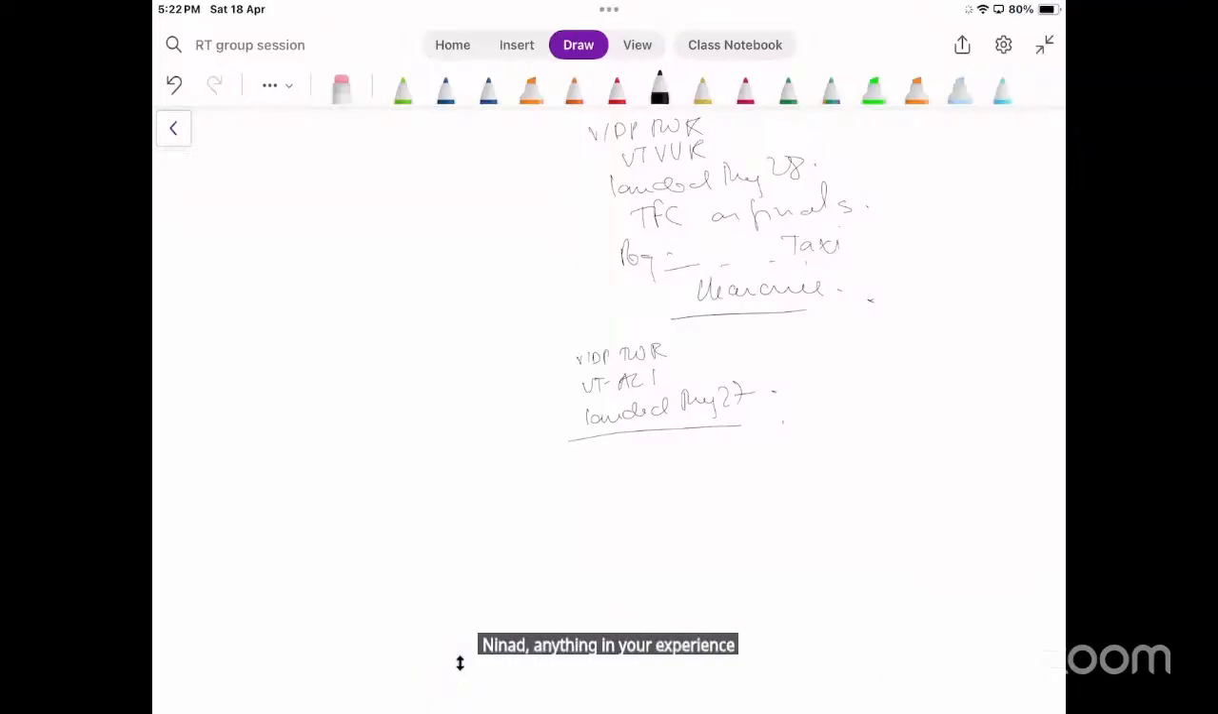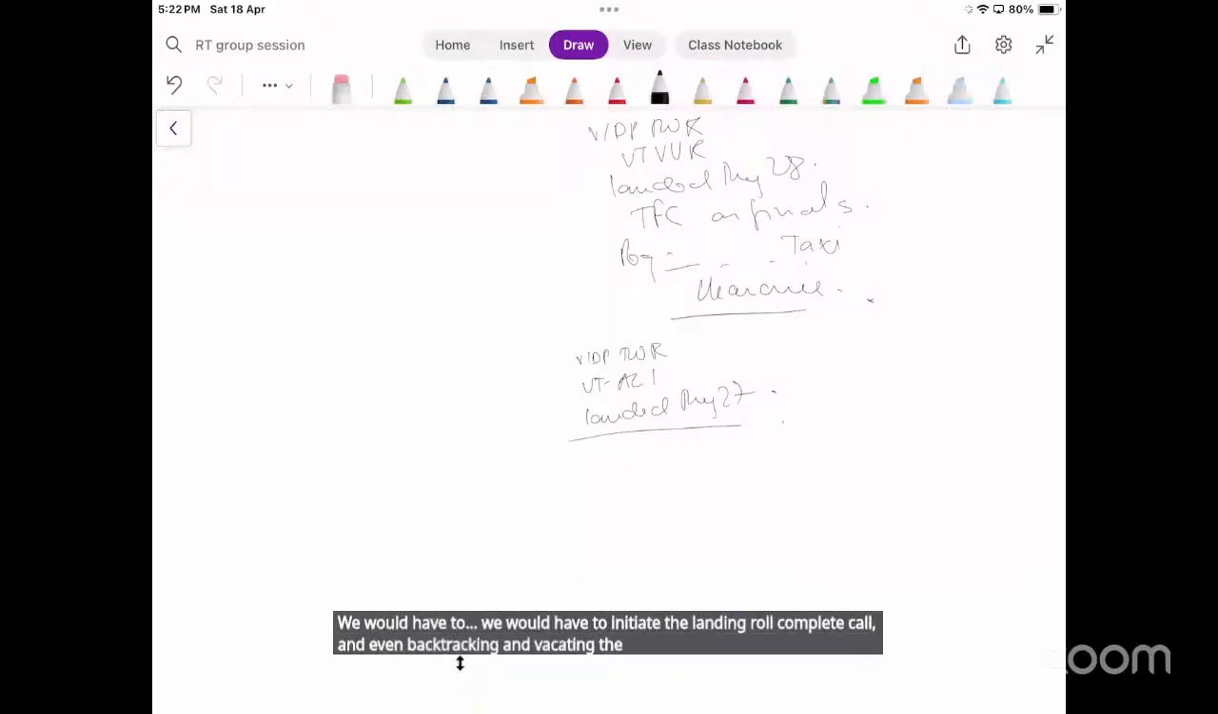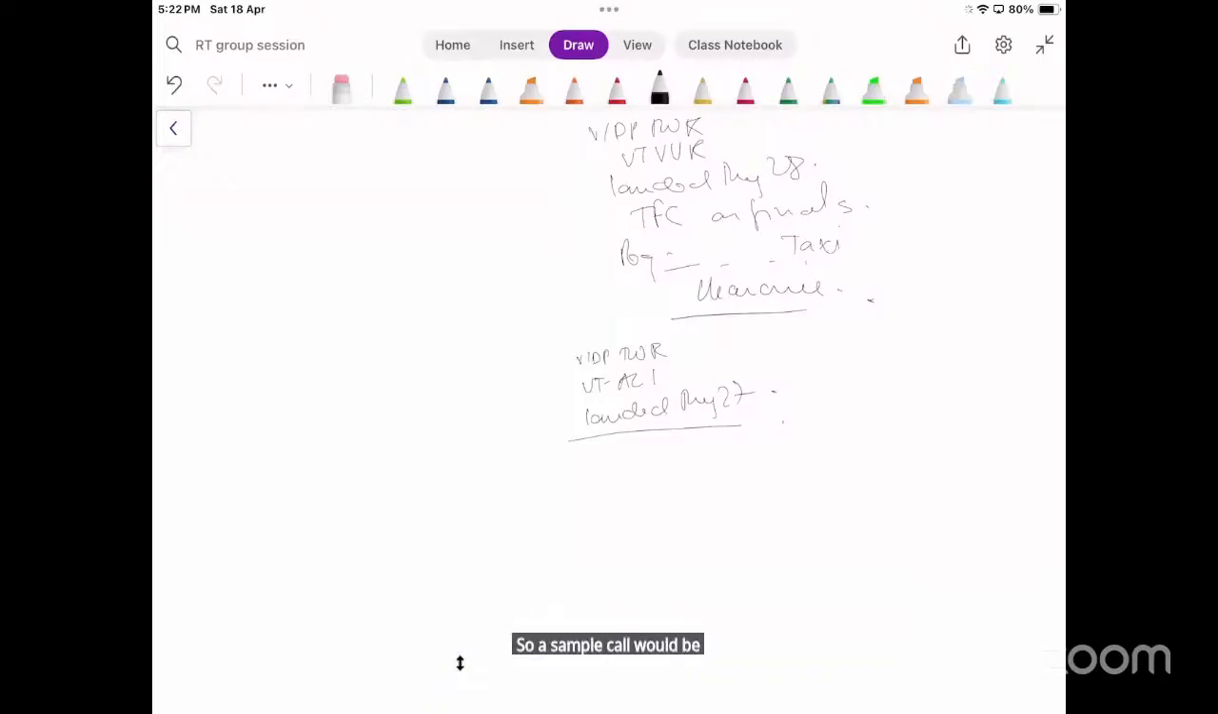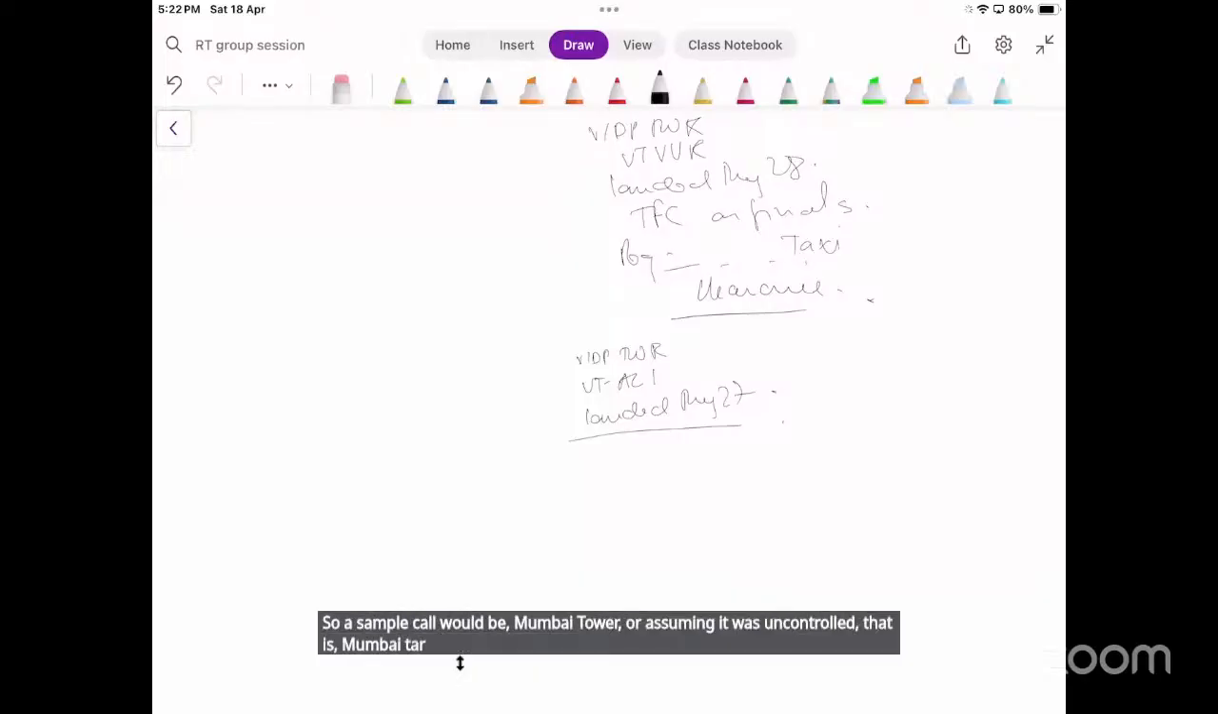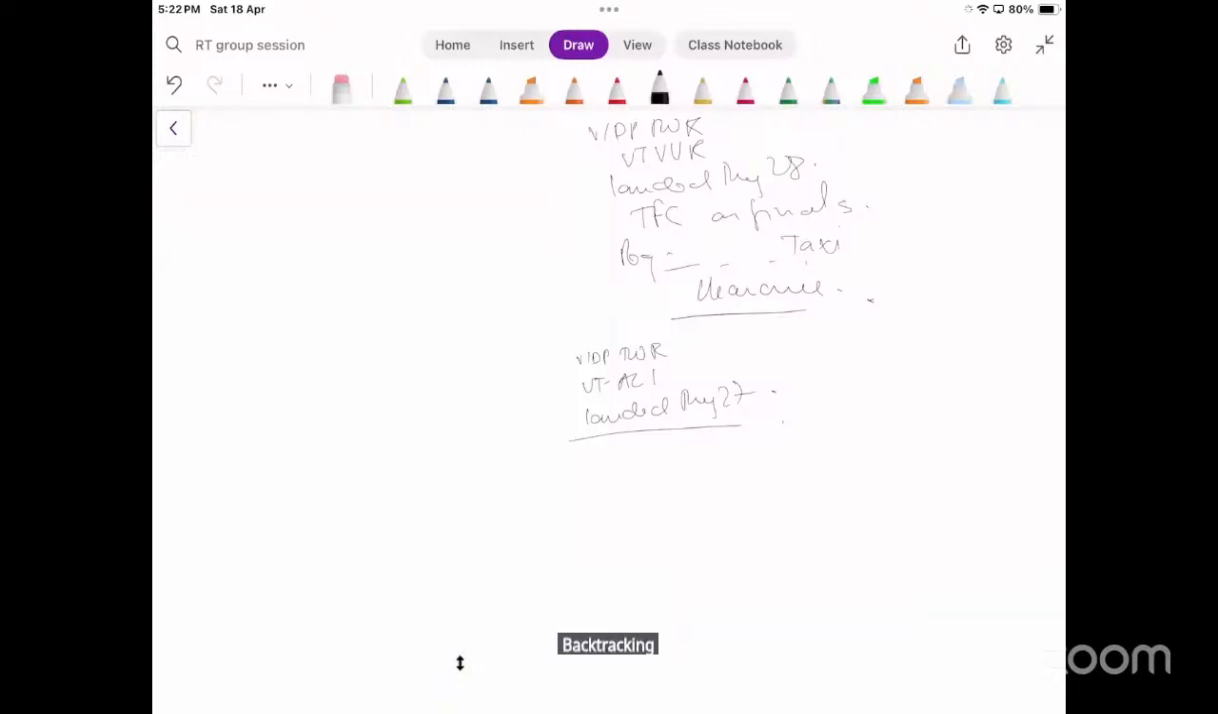Since I mostly flew in an uncontrolled aerodrome, we would have to initiate the landing roll complete call and even backtracking and vacating the runway. So a sample call would be: Mumbai Tower, Victor Tango November India November, landing roll complete, backtracking active runway in use, vacating runway at taxiway Charlie.